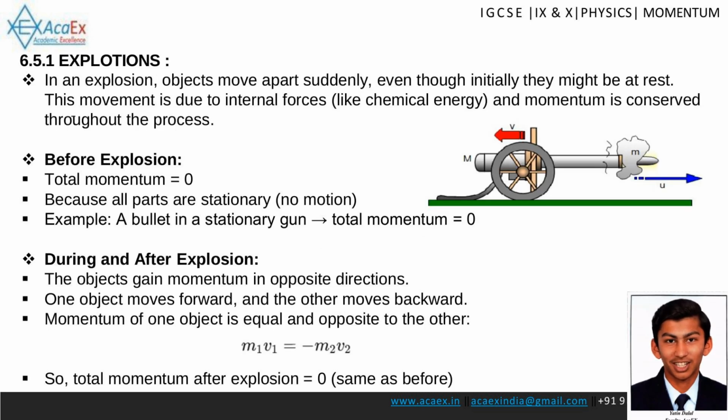Explosions. In an explosion, objects move apart suddenly from an initial state of rest. This is caused by internal forces, and momentum is conserved throughout the process. Before the explosion, the total momentum is zero because all parts are stationary. After the explosion, the objects gain momentum in opposite directions. The momentum of one object is equal and opposite to the other. This is shown by the formula m1 times v1 equals negative m2 times v2. Therefore, the total momentum after the explosion is still zero.